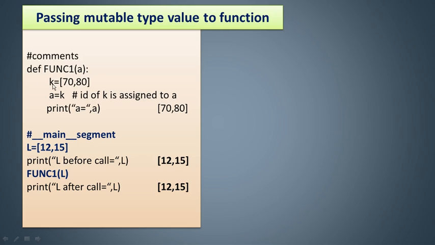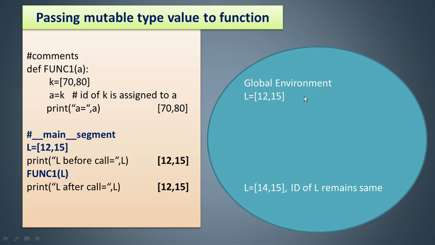Clear? Now inside this function body we have a new list represented by K. So K will have a different ID. When you assign the ID of K to your A, that means you are changing the reference of A. So the memory address of A now changes. That means it will bring the new values, that is 70, 80. So inside this local environment, A has been changed. Clear? Now it stores 70, 80.